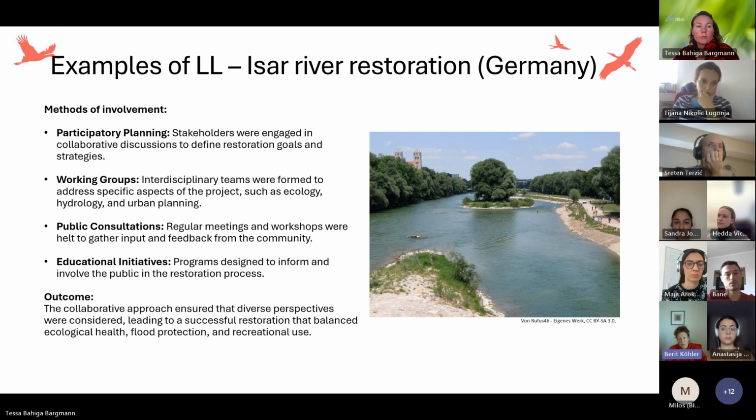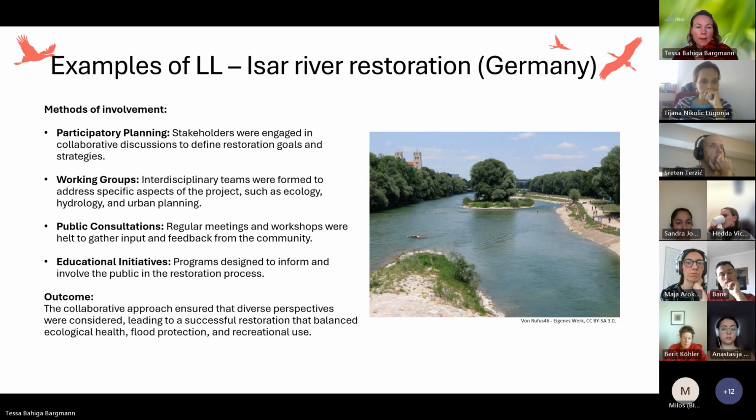Interesting to look at is also what kinds of methods of involvement they used. So here they had these participatory planning discussion rounds to define restoration goals and strategies, where all the different stakeholders were engaged. Working groups, where interdisciplinary teams were formed to address specific aspects of the project, such as ecology, hydrology, and urban planning and recreational use.